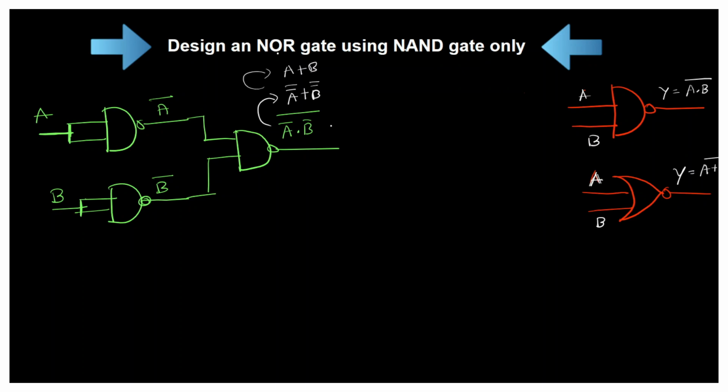Now we must connect this output to a NAND gate like this, and ultimately you will get the result, which is (A plus B) complement. And we know that this is the expression of a NOR gate. So this is how we can construct a NOR gate using only NAND gates.